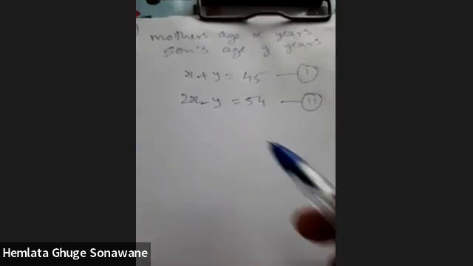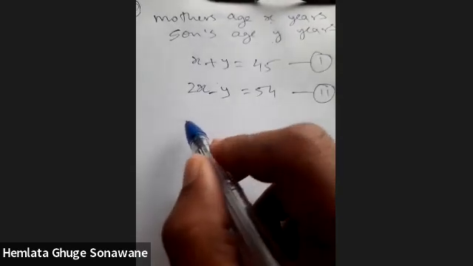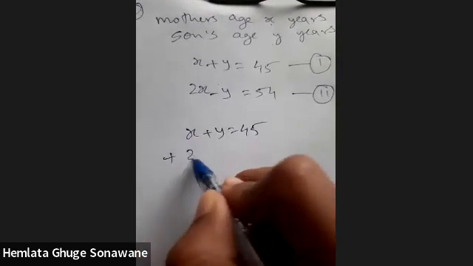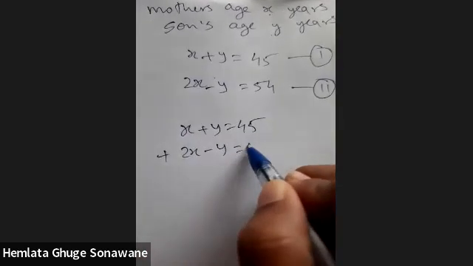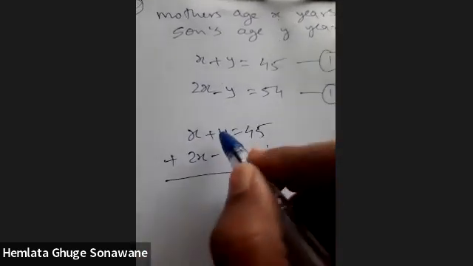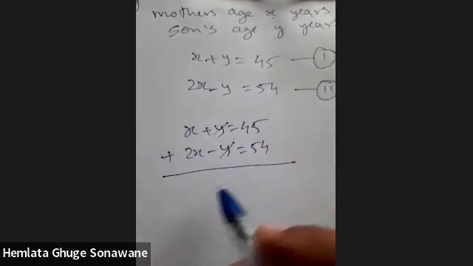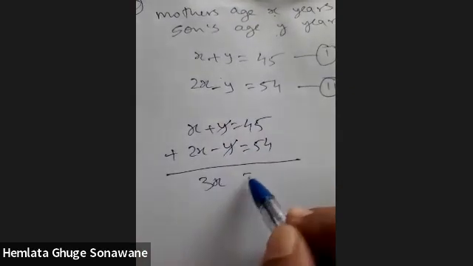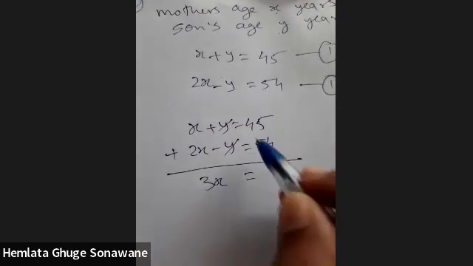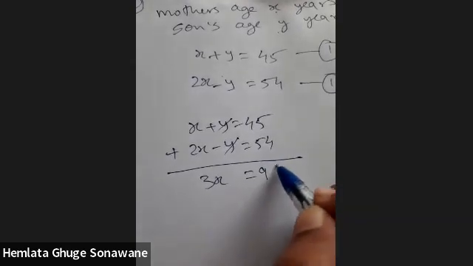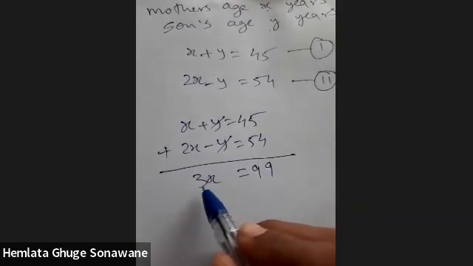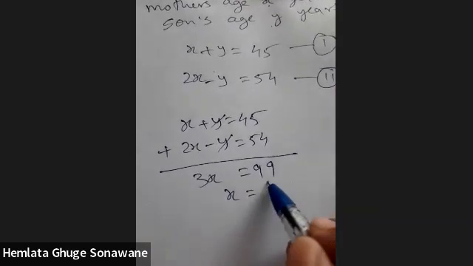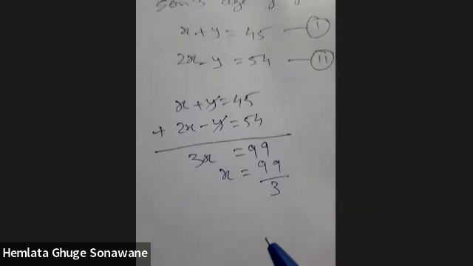Okay. Now we'll add both these equations. So it becomes x plus y is equal to 45 plus 2x minus y is equal to 54. Here plus y and minus y get cancelled. 2x plus x becomes 3x is equal to 45 plus 54, which becomes 99. Now this 3 is in multiplication form, it will divide here. x is equal to 99 upon 3.